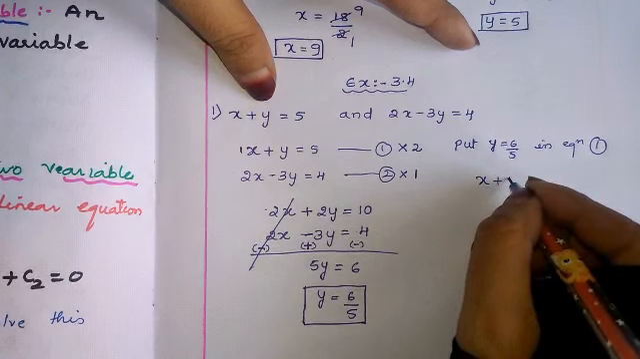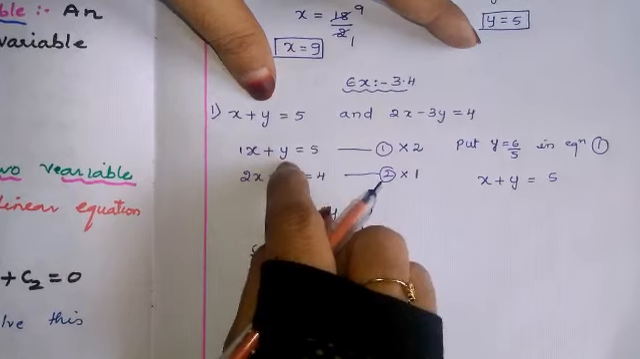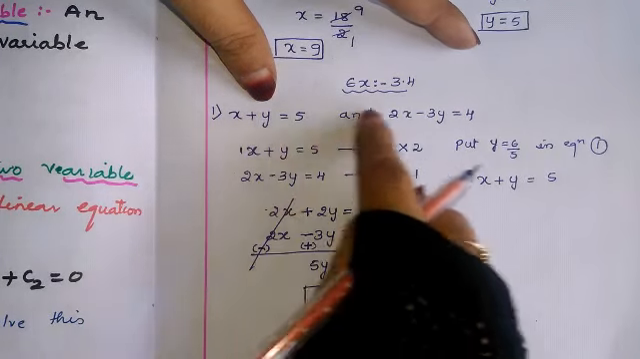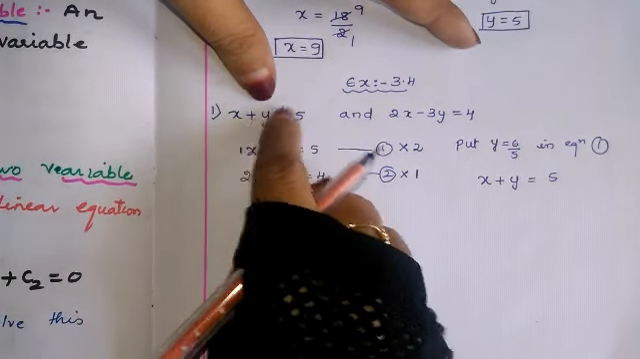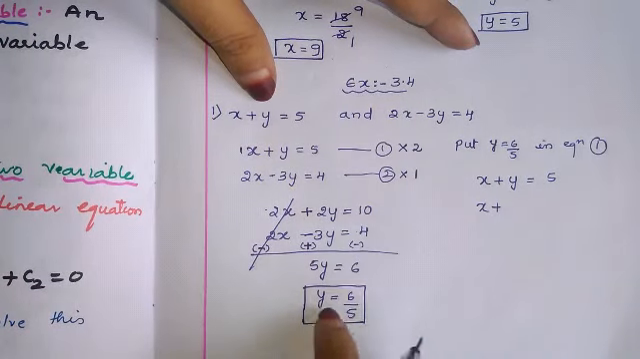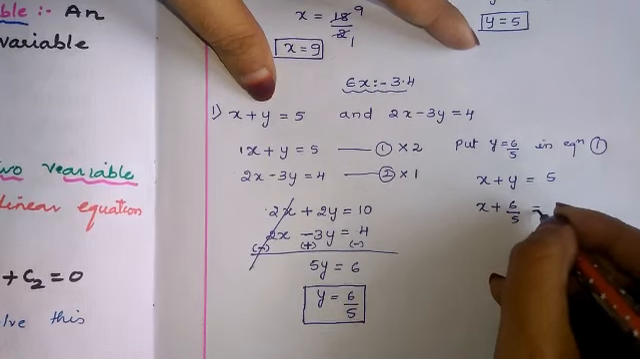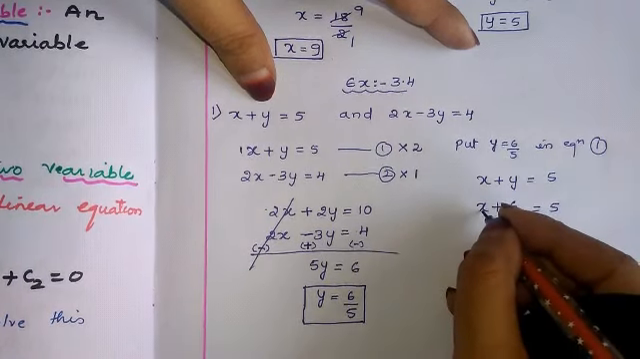x plus y is equal to 5. This equation only you should take. When you put the values, you have to put in the given equation. Okay. x we don't know. We have to find the x value. Just now we got 6 by 5 is equal to 5. Now x value we want.